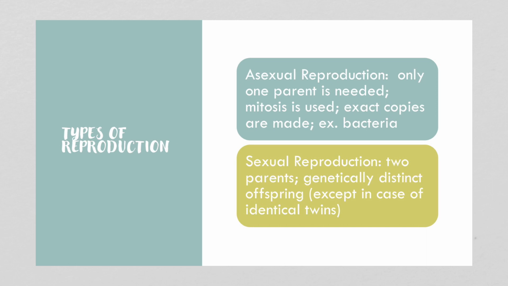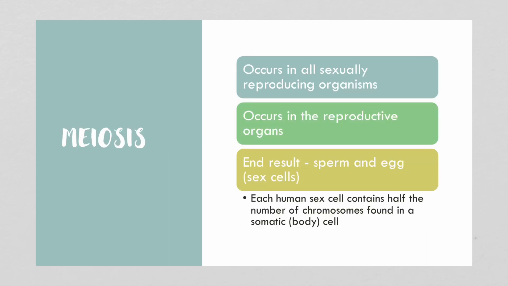Sexual reproduction is when there are two parents and there are genetically distinct offspring made by those two parents, except in the case of identical twins or triplets or so on. The process of meiosis occurs in all sexually reproducing organisms, and it only occurs in one part of their body, in the reproductive organs, so either the ovaries or the testes. And the end result is to produce sperm or egg cells. So those are the sex cells or the gametes.